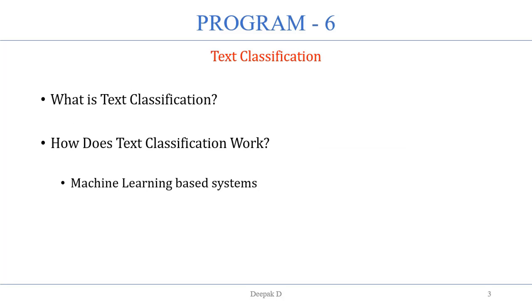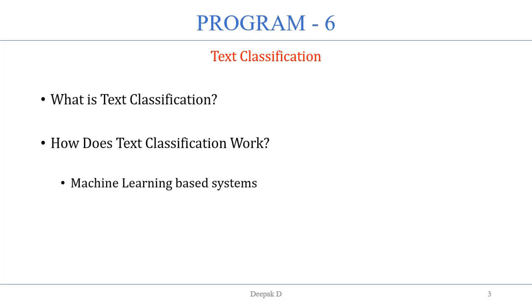Before getting into the actual program, let's have some background knowledge on what text classification is. Text classification is the process of assigning tags or categories to the text according to its content. It is used in many applications such as sentiment analysis, topic labeling, and spam detection. So these are some of the applications of text classification.